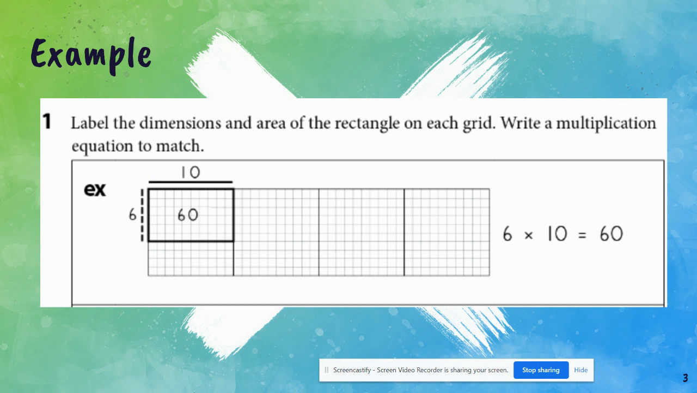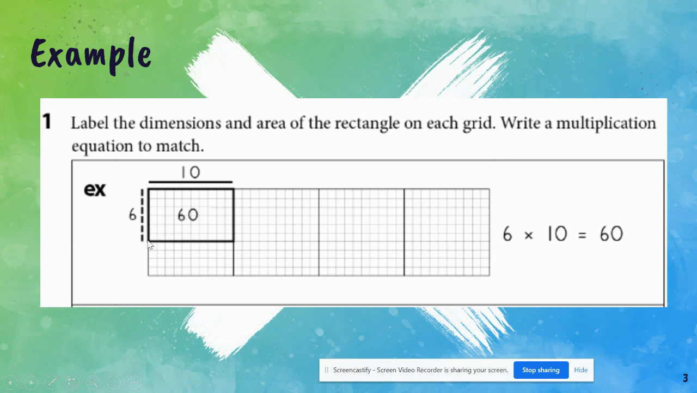So we have an example problem here for us. It says, label the dimensions and area of the rectangle on each grid. Write a multiplication equation to match. Just so you know, these grids are tens. So this is 10, this is 10, 10, 10. Just so you know, that makes it easier for you so you don't have to count 1, 2, 3, 4. We know that it's 10 in this box, and these bold lines mean that it stops at 10, okay?